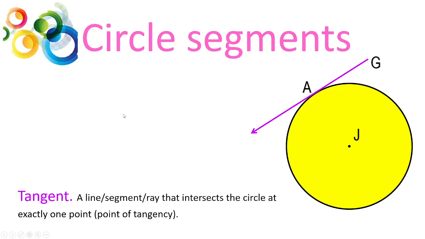And last, we have tangent. Similarly, it can be a line, segment, or ray, but it only intersects once. So ray GA here is a tangent where its point of tangency is point A. So for ray GA, we can say that it is tangent with circle J at point A. So point A is the point of tangency.